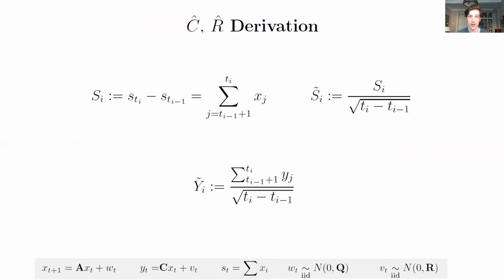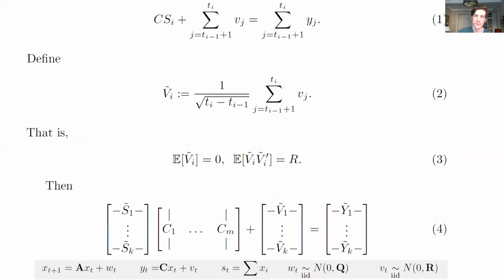So first, just to define some terms. The tilde S_i are normalized quarterly reports. The numerator is like quarterly revenue. The denominator is like the square root of 90, or like the square root per day. So this is something like the average revenue per root day. The Y's are aggregates of alternative data. So the tilde Y_i are something like the average observed credit card spend per root day.